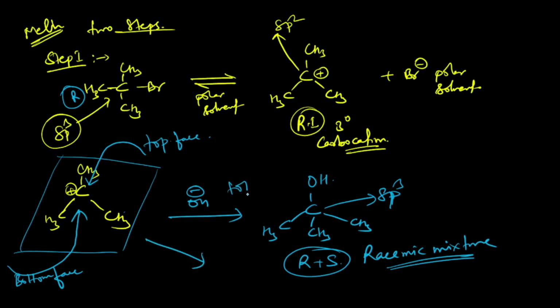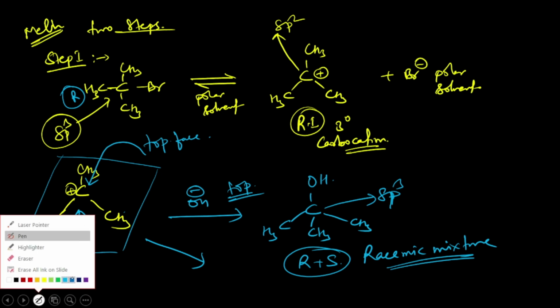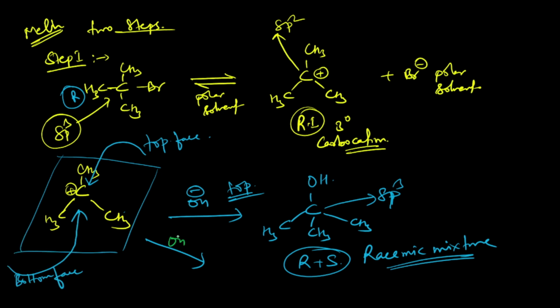Suppose if it is attacking from the top, you are getting this. If you are attacking from the bottom, I'll just change the color. This OH minus, if you are attacking from the bottom, what will be your product? Here the carbon, then here CH3, CH3, CH3, OH. So these two will have different configurations. That's why I'm telling you that you will have a racemic mixture. So your product will be a racemic mixture, and for that you have to do chiral chromatography to separate these two products.